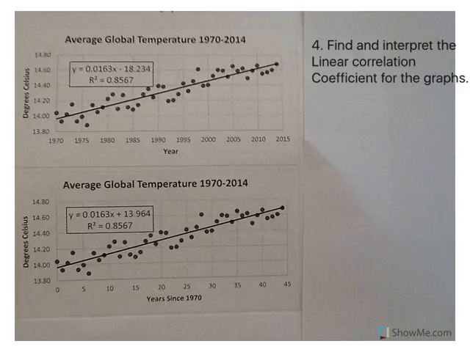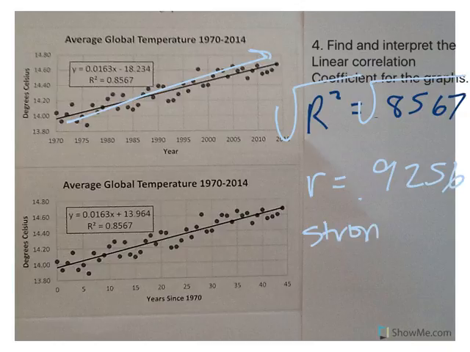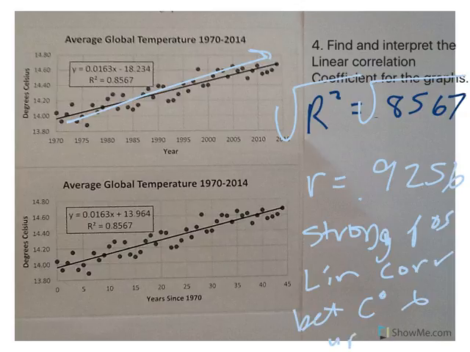Number 4, find and interpret the linear correlation coefficient. Again, you will see they are the same. So R squared is 0.8567. The linear correlation coefficient says to square root both sides. Slope is positive, so this is going to be positive, and we end up with 0.9256. Strong, positive, linear correlation between degrees Celsius and years since 1970. Strong because it's the 0.9, right? And positive because our slope is positive.